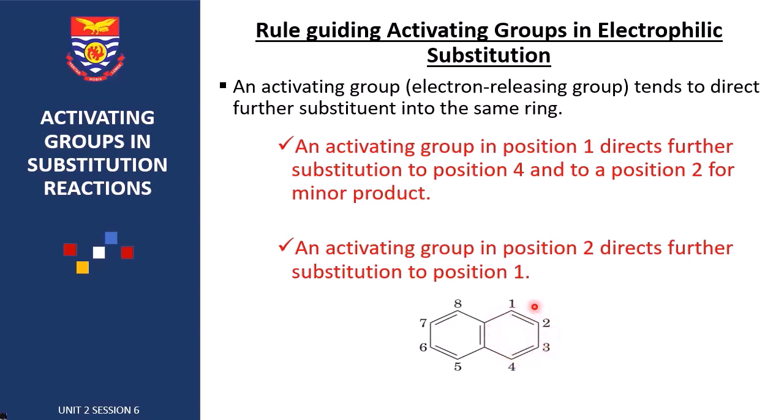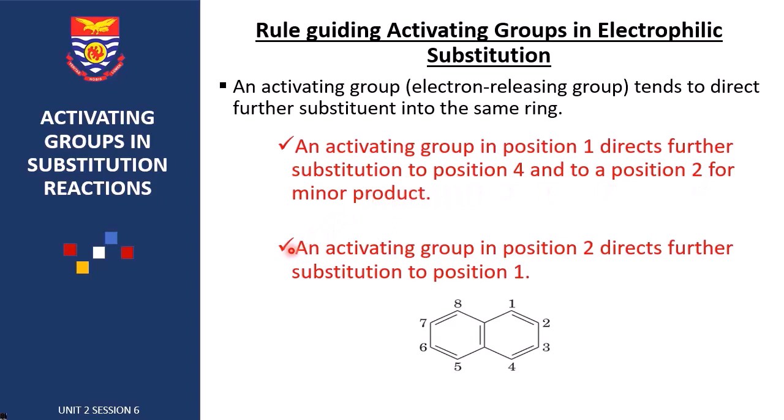So if there's an activating group on this side of the ring, any incoming group is directed to the same part of the ring and not the second ring. So an activating group in position 1 or alpha position will direct further substitution to position 4 and to position 2, right? So if it directs the incoming substituent to position 4, then that is the major product, and if it directs it to position 2, that becomes the minor product.